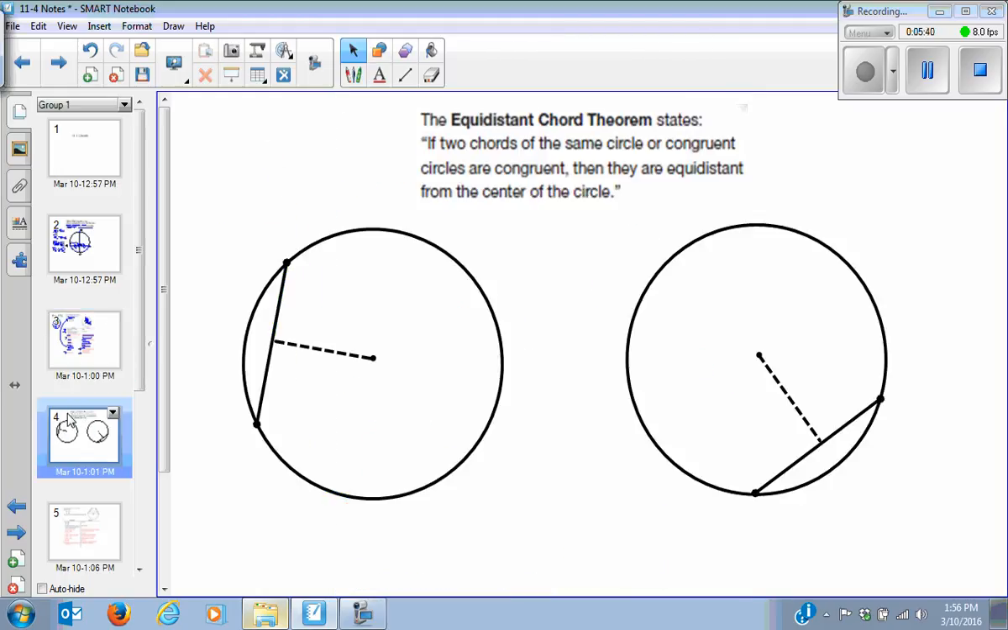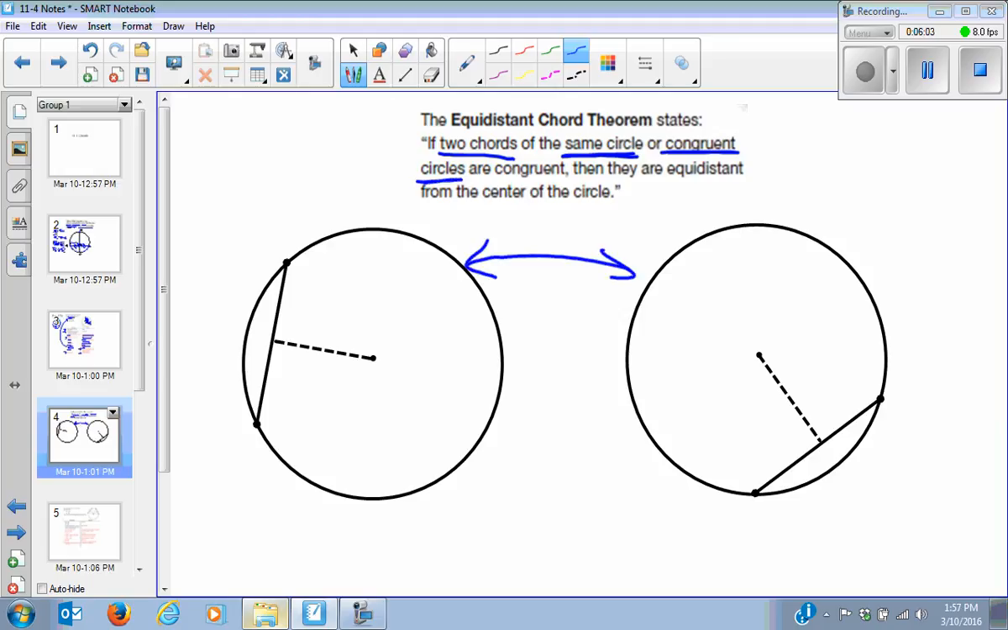All right, the equidistant chord theorem states that if two chords of the same circle or congruent circles are congruent, they are equidistant from the center of the circle. So here's what I have. I did this with two different ones because I wanted to show it could be two chords of the same circle or two chords of congruent circles. So we have these two circles that are congruent to each other.